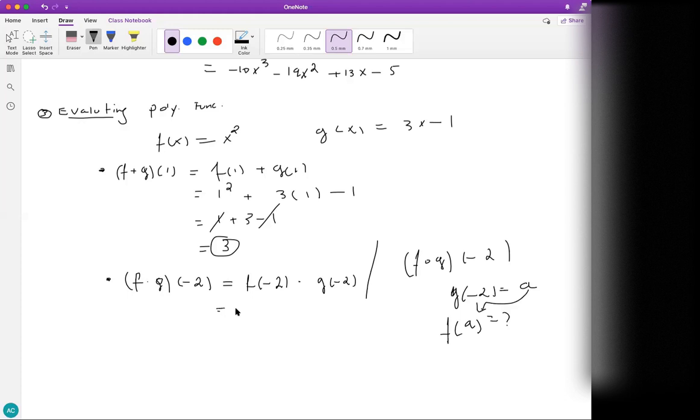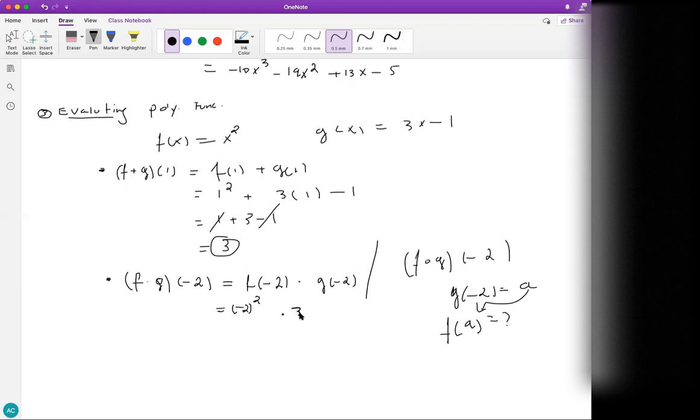what is f of negative 2? So is it 4? Isn't it going to be 4? Right, before it would be negative 2 to the second. Then we need to find g of negative 2. So we're going to plug negative 2 into g. We're going to replace x with negative 2.